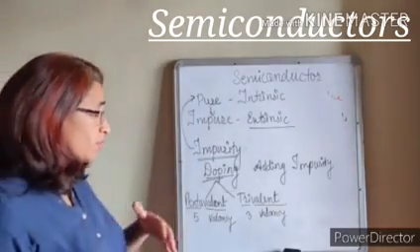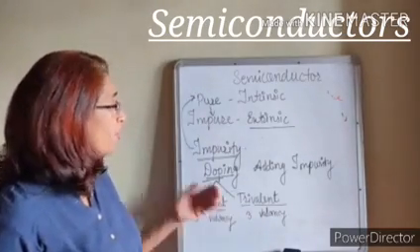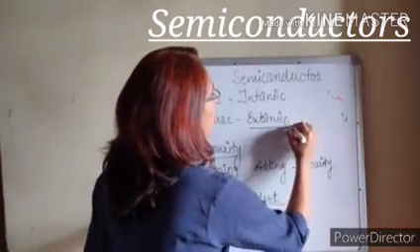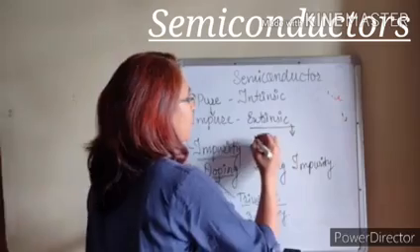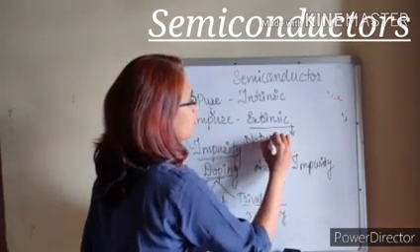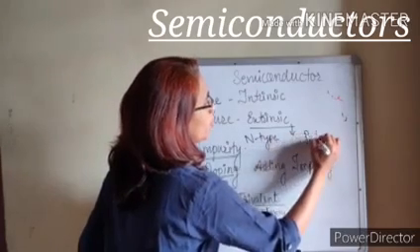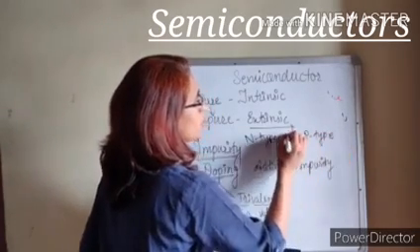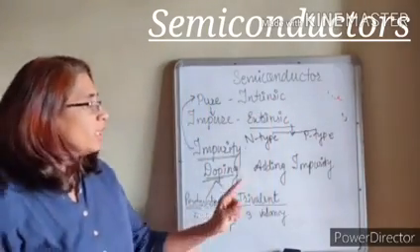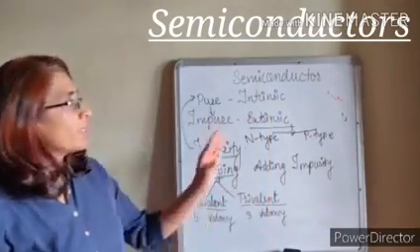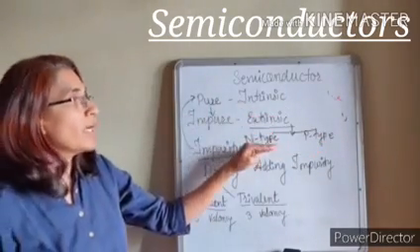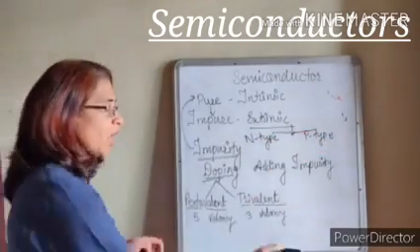So when we add this type of impurity to the pure type of semiconductor, again we get two types of extrinsic semiconductor. First is the N type of semiconductor and second is the P type of semiconductor. After adding pentavalent impurity and trivalent impurity, we get two types of extrinsic semiconductor, N type and P type. How? Let us see.